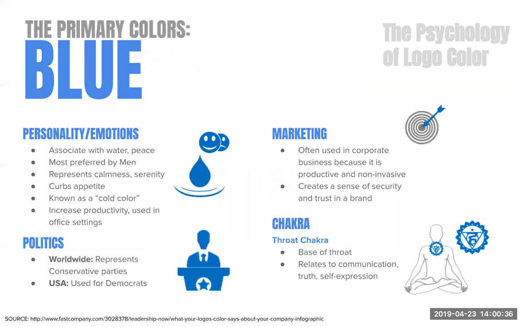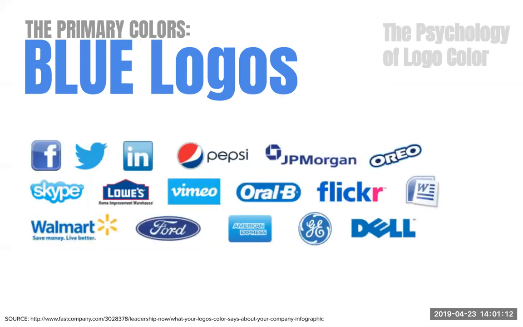It's known to represent calmness and serenity, to curb appetite. It's known as a cold color, on that side of the color wheel. It's known to increase productivity, so it's used a lot in office settings. Worldwide, it represents the Conservative Party, but in the US, we use it for Democrats. It's often used in corporate business because it's productive and non-invasive. It creates a sense of security and trust in a brand. And it's the throat chakra, at the base of the throat, and it relates to communication, truth, and self-expression. And here we have some blue logos.